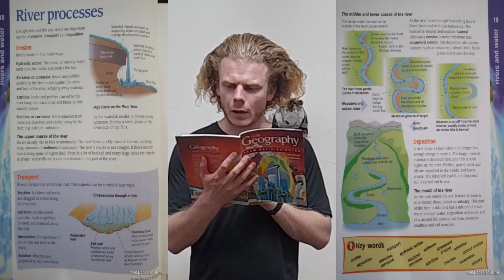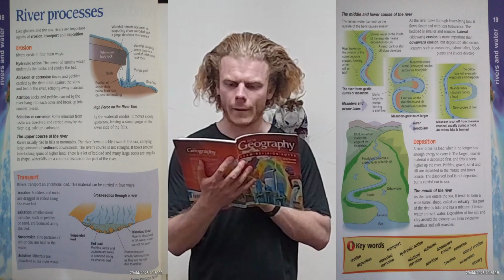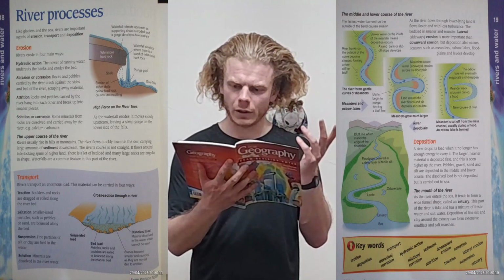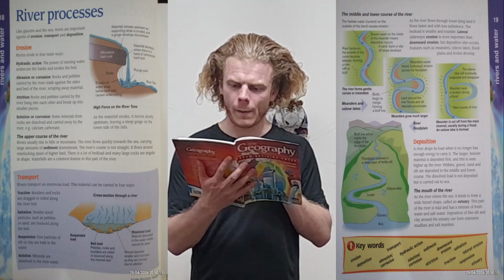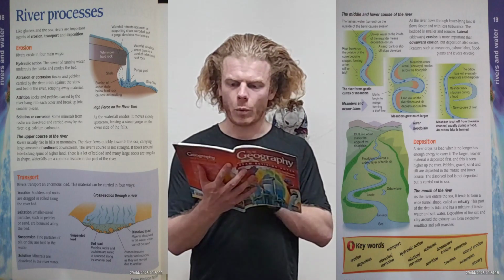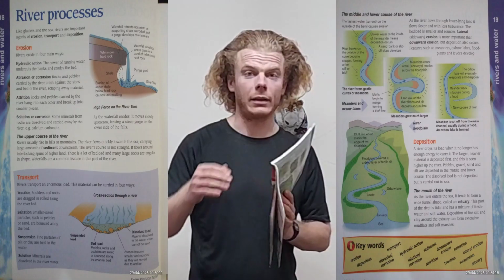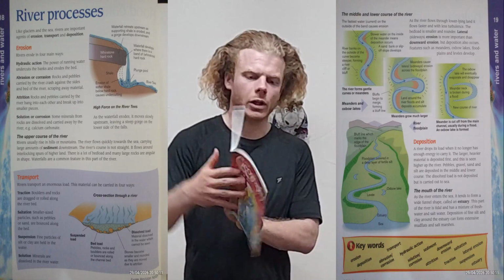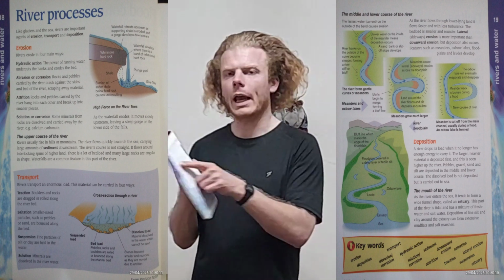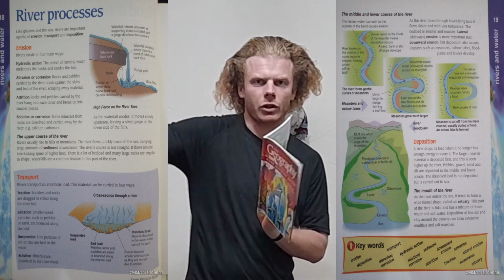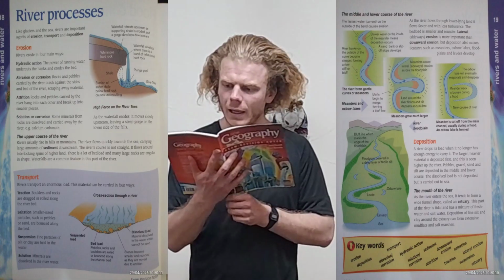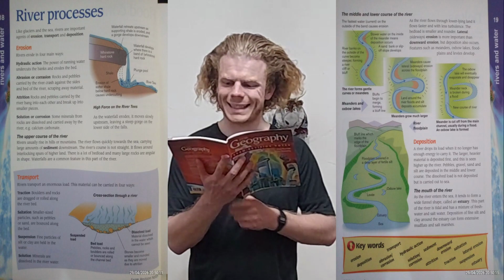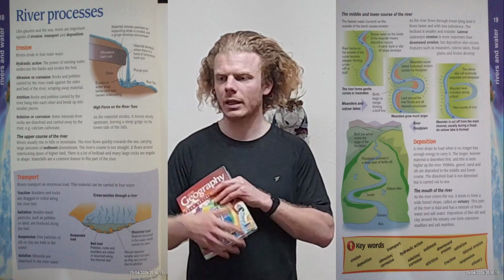The middle and lower course of the river. The fastest water current on the outside of a bend causes erosion. Okay, the water is fast on the outside of a bend. So if the river goes around a bend, it is fast on the outside, and when it scrapes along, called hydraulic action, it makes the erosion, scraping away the outside. Slower water on the inside of the meander means deposition occurs, a sandbank or slip-off slope develops.